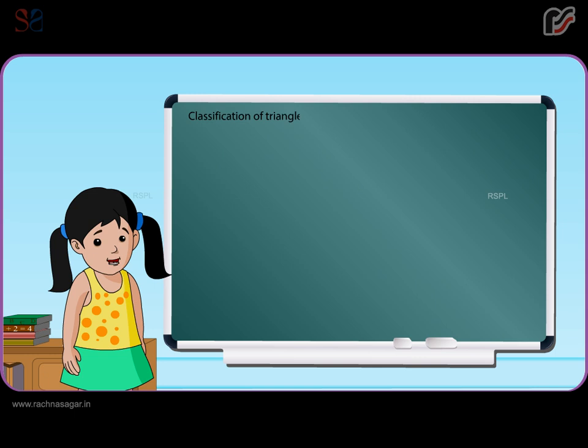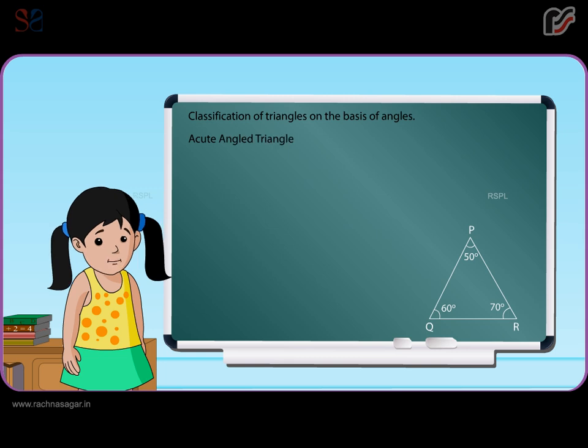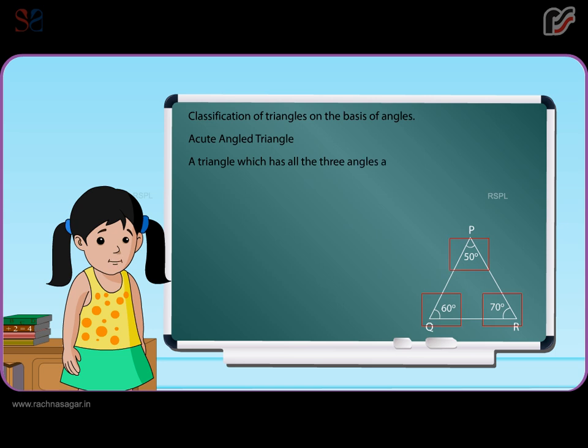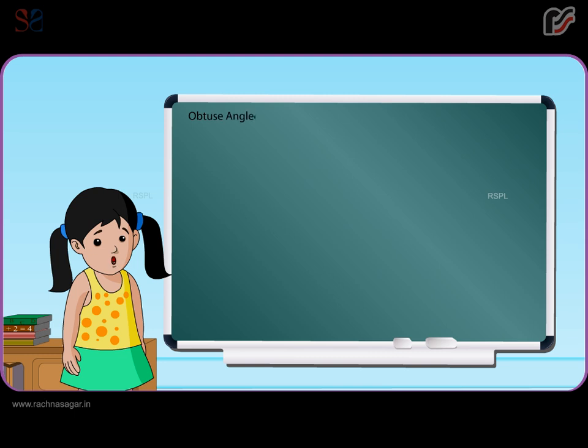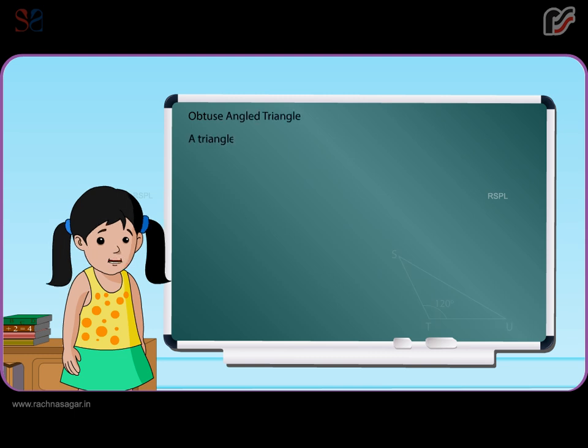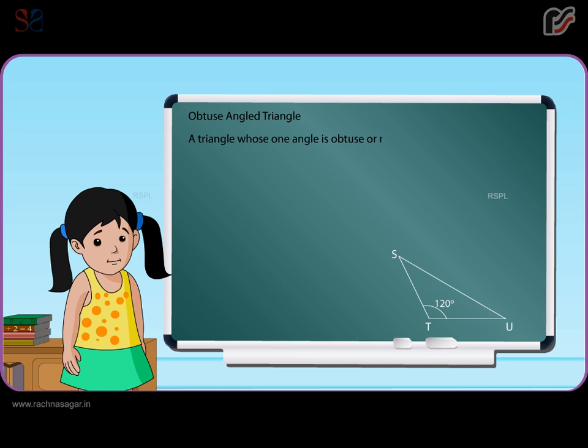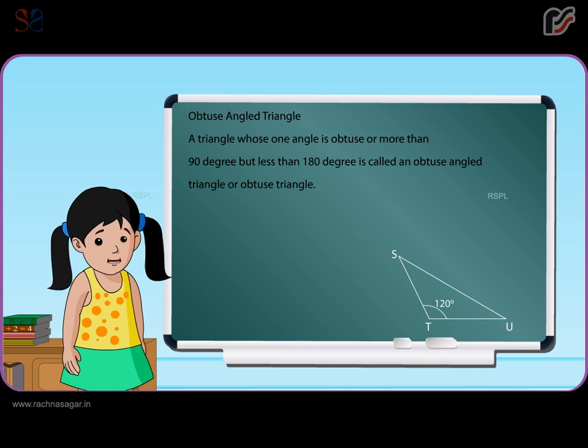Classification of triangles on the basis of angles. Acute angled triangle. A triangle which has all the 3 angles acute, that is less than 90 degrees, is called an acute angled triangle or acute triangle. Obtuse angled triangle. A triangle whose one angle is obtuse, or more than 90 degrees but less than 180 degrees, is called an obtuse angled triangle or obtuse triangle.